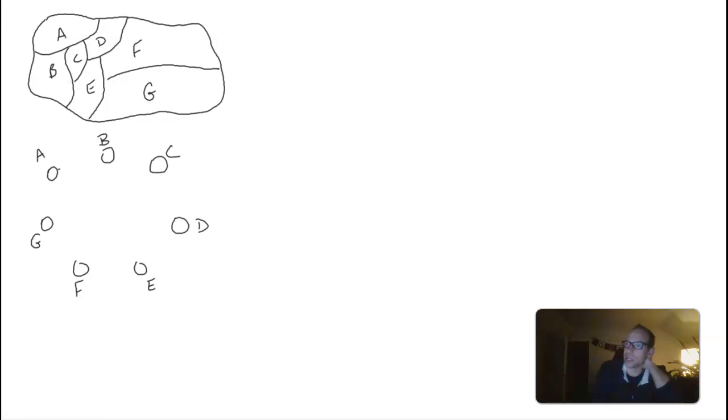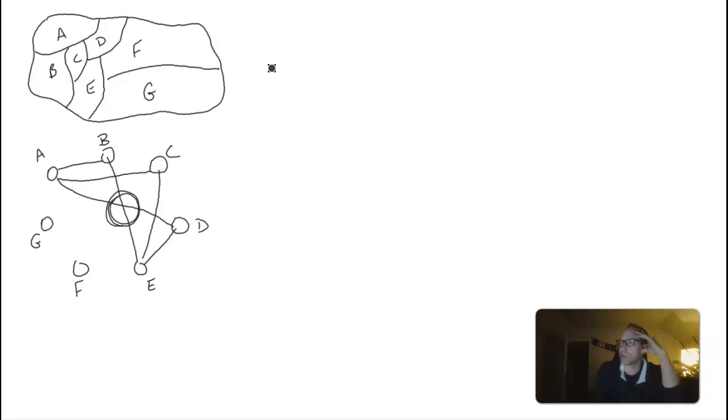So A touches B, C, and D. It means we'll go ahead and position them like this. E touches B, C, D, F, and G. And notice if we would do this, the lines are crossing over, and that's fine in a typical graph, but in a planar graph, we're looking for avoiding all intersections. So that's going to be really difficult to do the way we have them arranged.